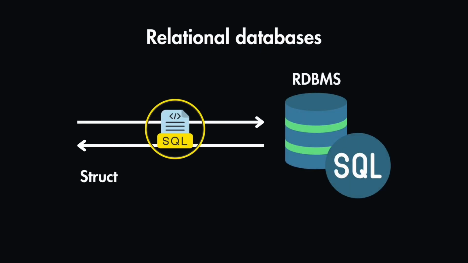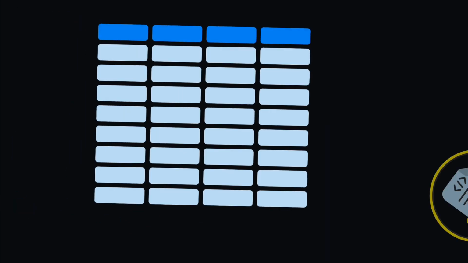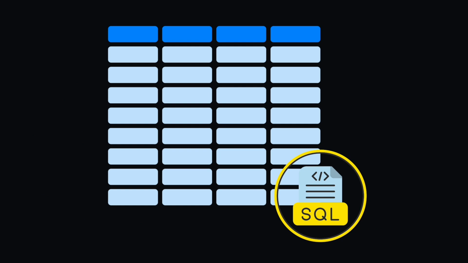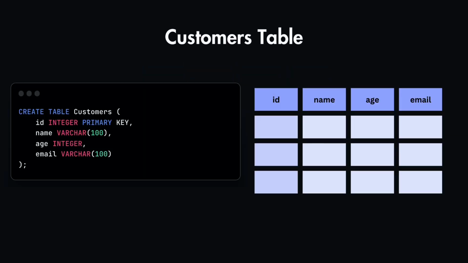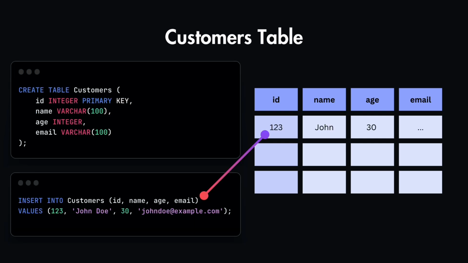Let's start by exploring the relational databases. These databases use structured query language, or SQL, for finding and manipulating data. The data here is structured in tables, which are the fundamental building blocks of SQL databases, and these are similar to spreadsheets. Each table consists of columns, which can be thought of as the fields or attributes of the table, and it also consists of rows, which are single records within this table. For example, if you imagine a customers table, within this table we can have columns like ID, name, age, and email. And for each row, we can have specific customers, like the ID of 123, the name John, the age 30, and so on.